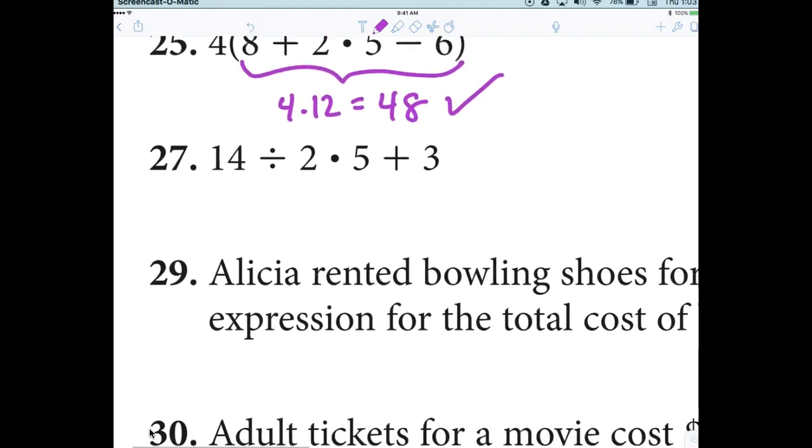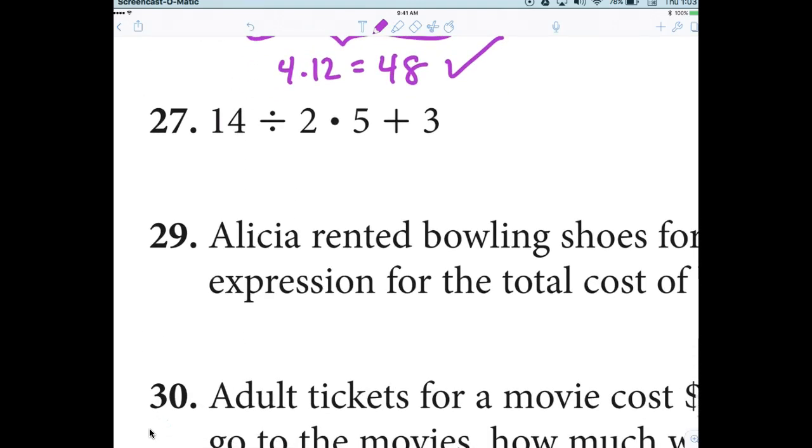All right, Allison, you're up. 27. 14 divided by 2 is 7, times 5 is 35, plus 8 is 38. Simple, guys. I told you. 38. Give yourself some checks here, guys.